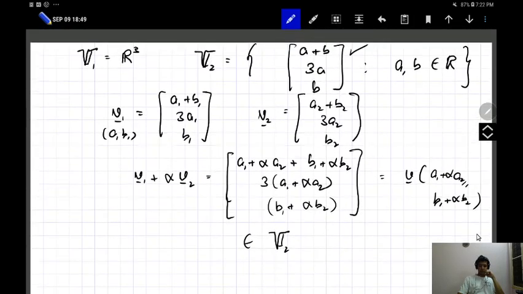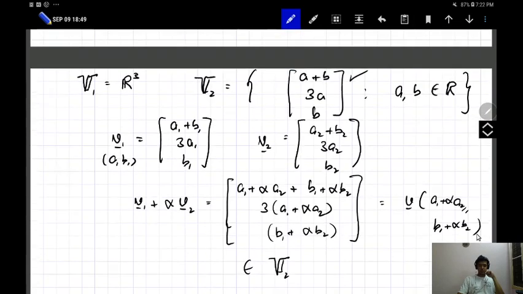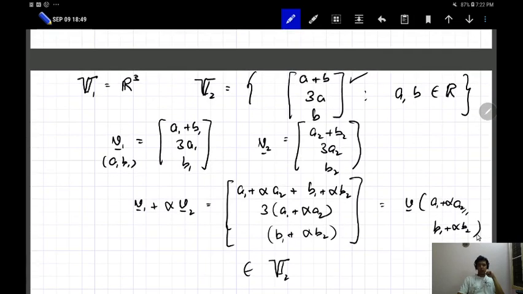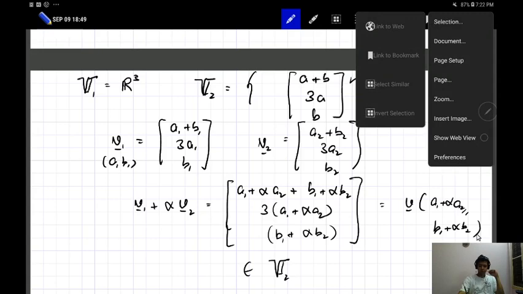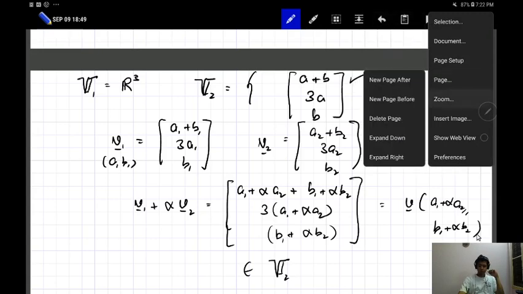And to test whether V2 is indeed a vector space, you can check whether all the properties are satisfied or not. So let's maybe see a quick proof of the fact that V is a vector space.